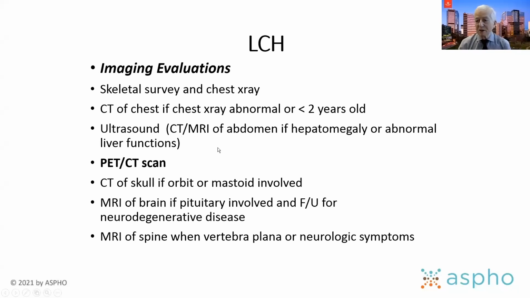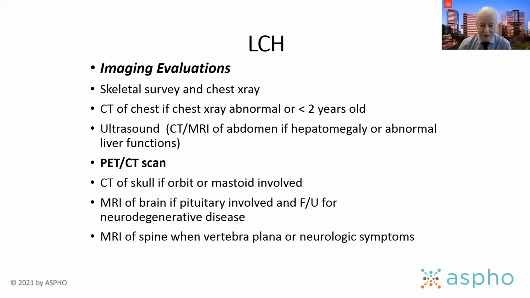PET CT scans are especially useful because they not only show occult lesions, which some of these other imaging modalities will not show, but also provide you with a tool to show healing after the initial therapy. We do CTs when there is specific involvement of the orbit or mastoid. And obviously, if pituitary is involved, we're going to do follow-up MRIs to follow the pituitary involvement and also look for neurodegenerative disease later on.